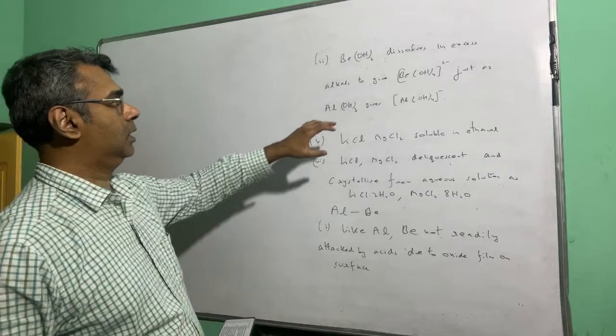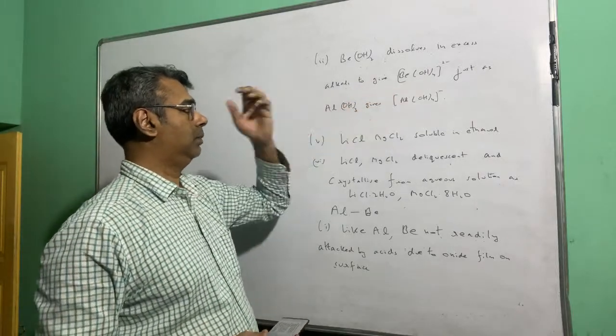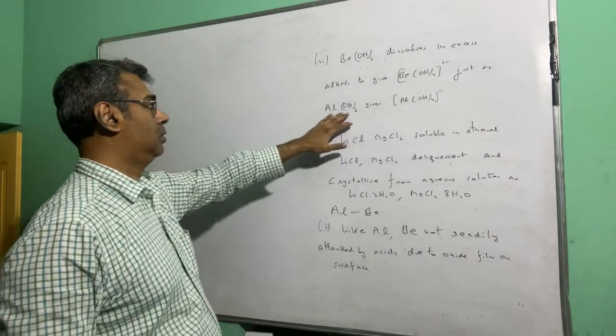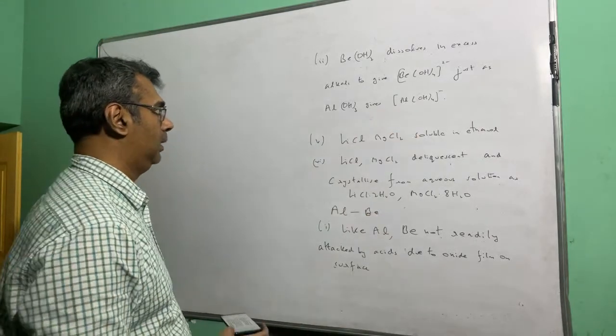So beryllium hydroxide dissolves in excess alkali to give [Be(OH)4]2-, just like Al(OH)3 gives [Al(OH)4]-.